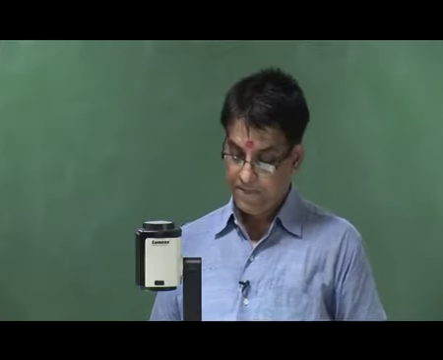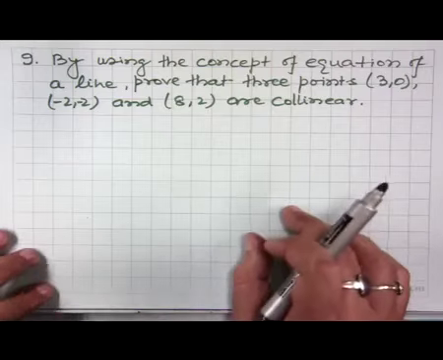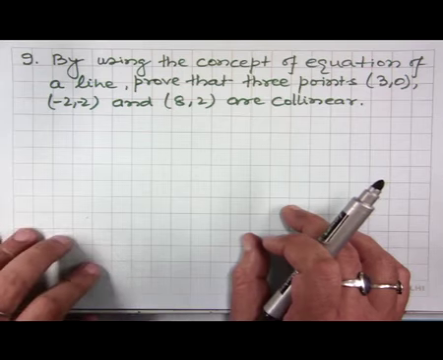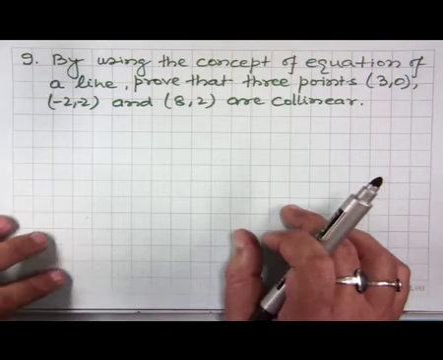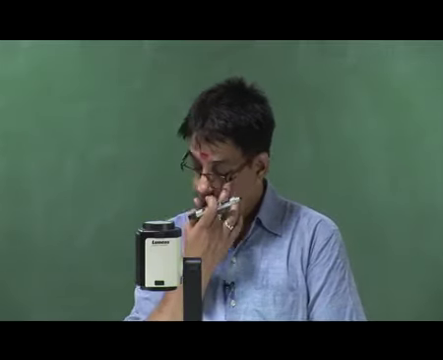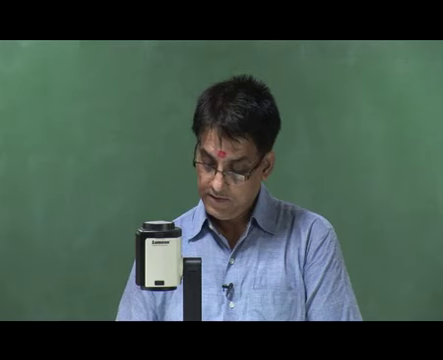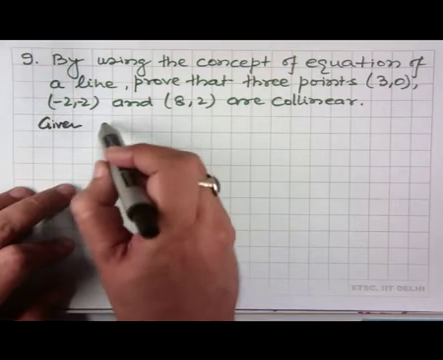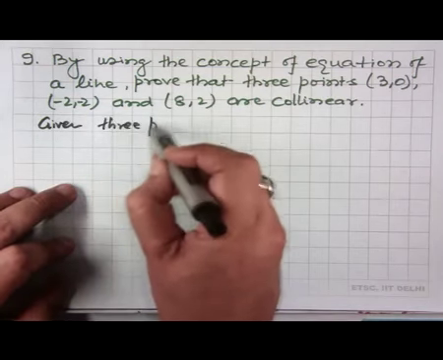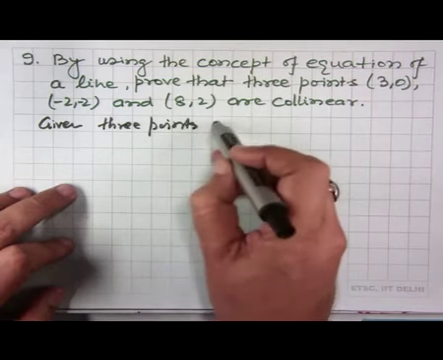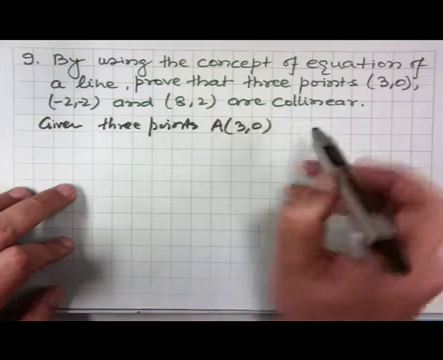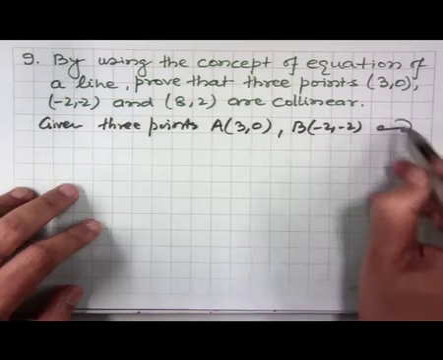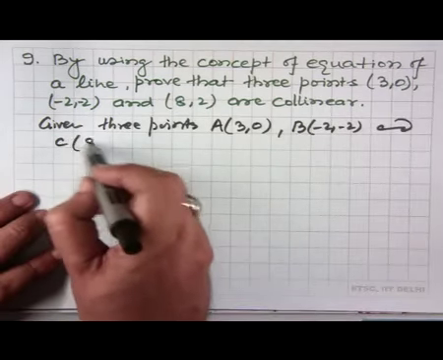Next problem: by using the concept of the equation of a line, prove that the 3 points (3, 0), (minus 2, minus 2) and (8, 2) are collinear. So say the 3 points given are A (3, 0), B (minus 2, minus 2) and C (8, 2).